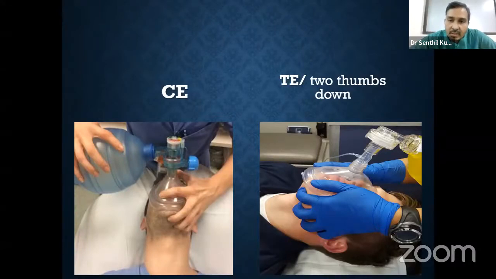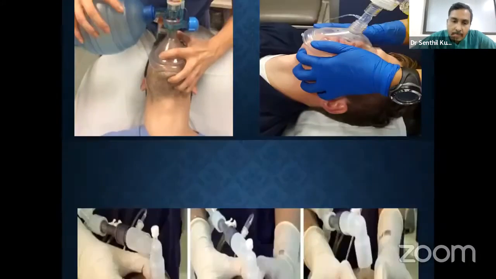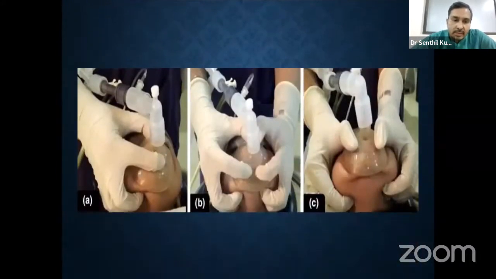So this is called as TE, or thenar eminence technique, or two thumbs down technique. That is, we are going to utilize the entire work with the four fingers for jaw thrust, whereas the thumb and thenar eminence is going to help us pressing the mask down. These are all the three types of commonly available techniques we use: the routine mask ventilation technique, two-hand technique, and focusing more on jaw thrust.